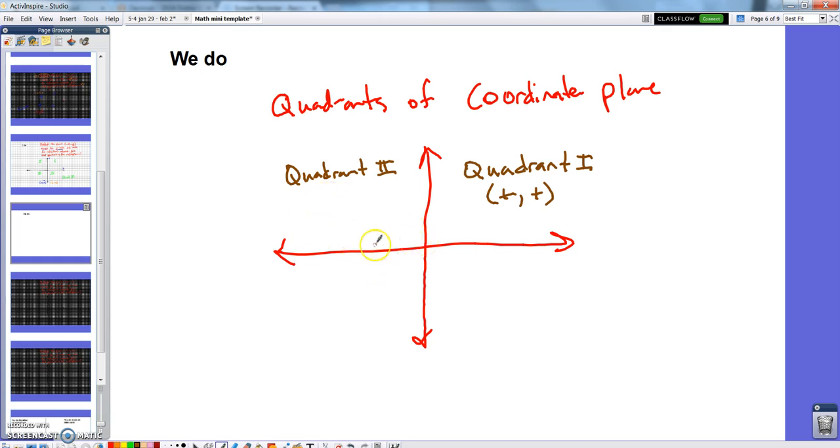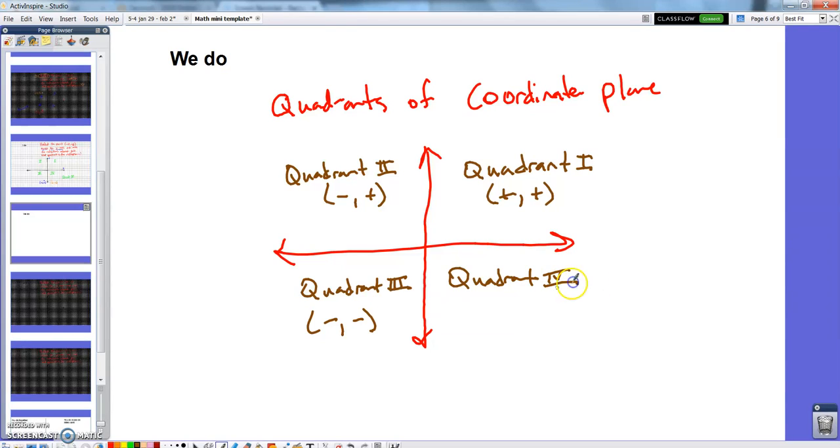That is negative, positive coordinates. Any point in that quadrant has negative and then positive. This is quadrant 3. Negative, negative. And this is quadrant 4, which is positive then negative. So there's every combination in my 4 quadrants. So those are what mathematicians call the quadrants in the coordinate plane. Okay?